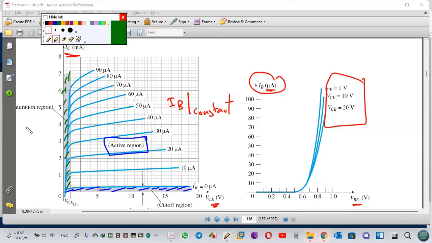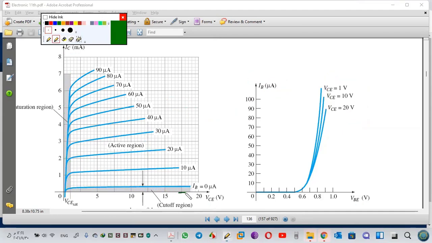So again, we have 3 regions, but we have something here. To jump in common base, the cut-off region IC is 0. But here, friends, we have not 0. We have a value. I know it's very small. For example, at this point it is almost 0.04 milliampere, but it's not 0.